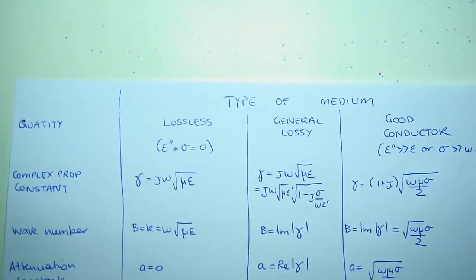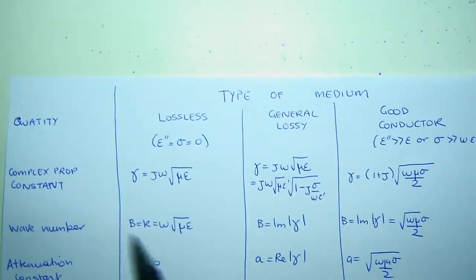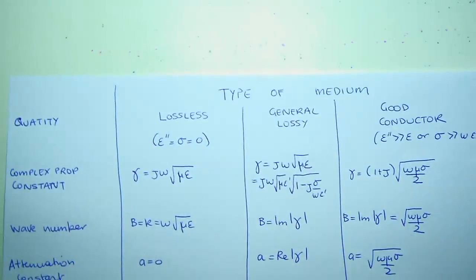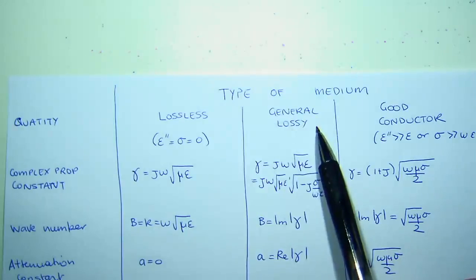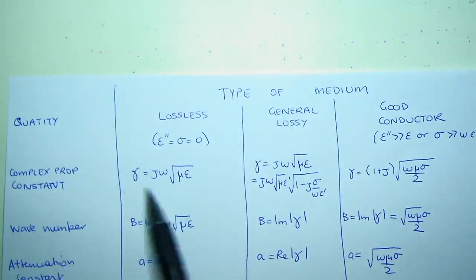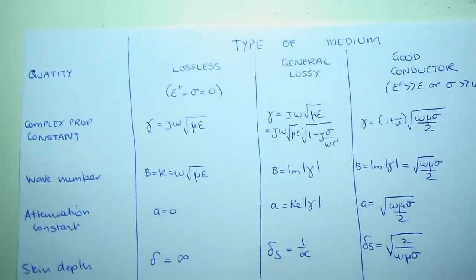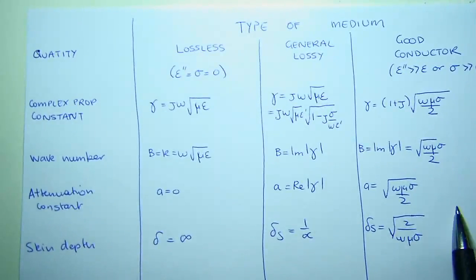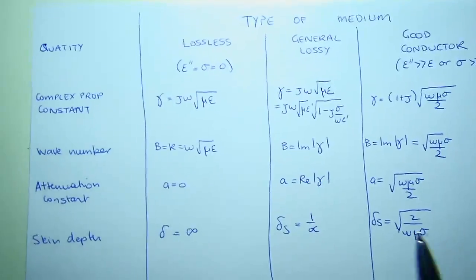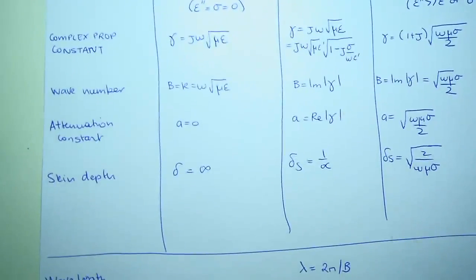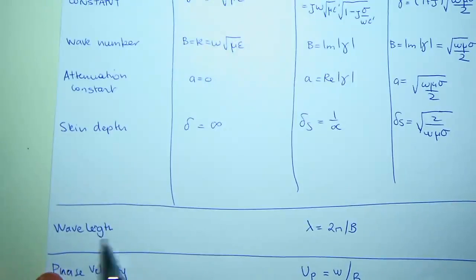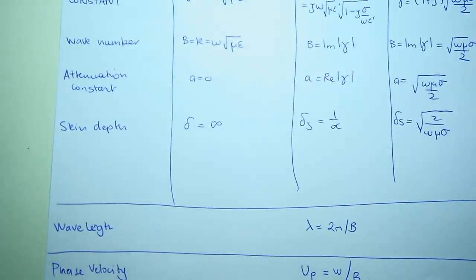Okay. Now, hopefully we can see this, and this is in the slide. I've just written a little table for you. For a lossless medium, a general lossy medium, and a good conductor, I've written down the propagation constants, the wave number, the attenuation constant, and also the skin depth, right? And I've also written for you the wavelength and the phase velocity.